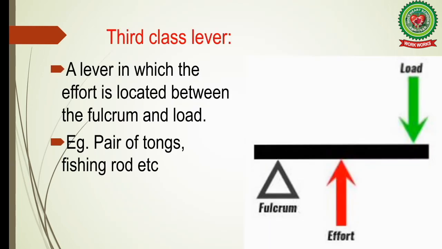Next is the third class lever. Note down the definition of a third class lever: a lever in which the effort is located between the fulcrum and the load. Examples are a pair of tongs, fishing rod, etc.